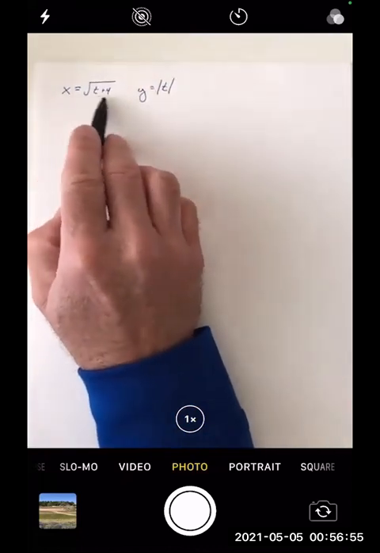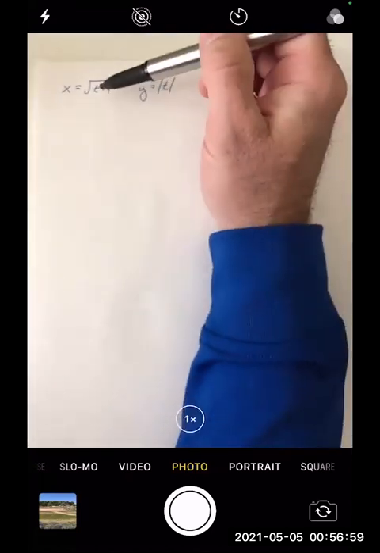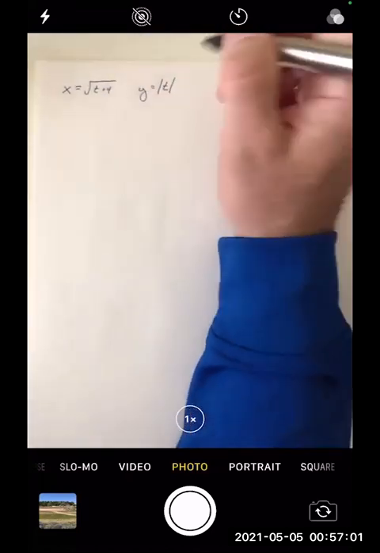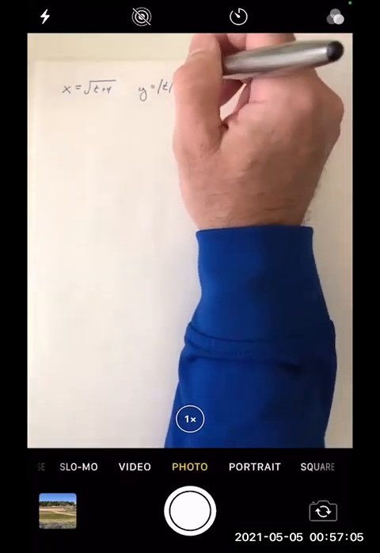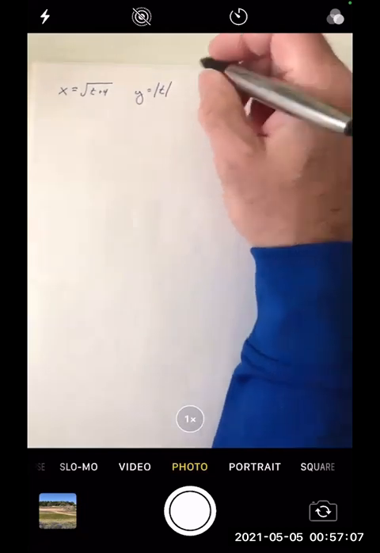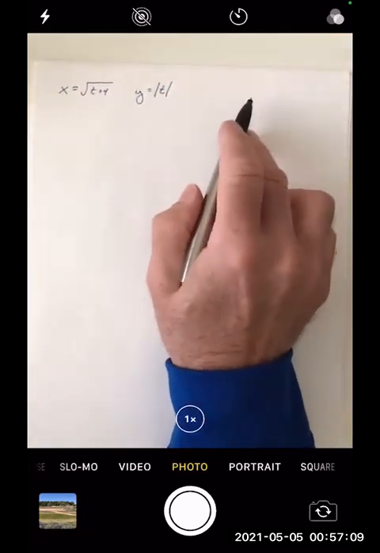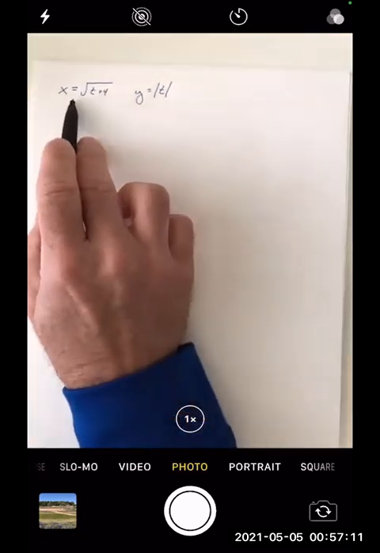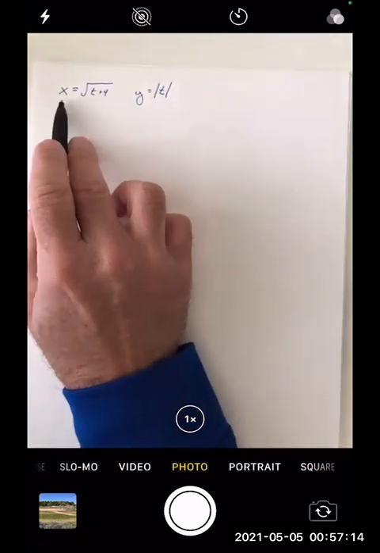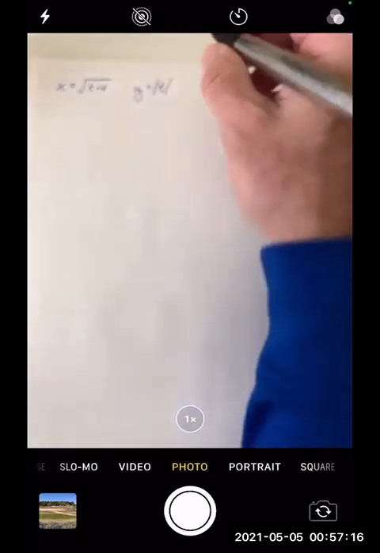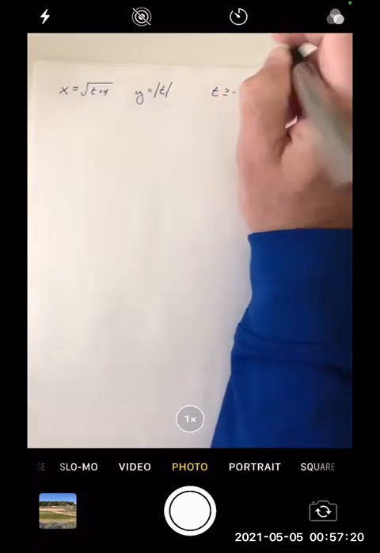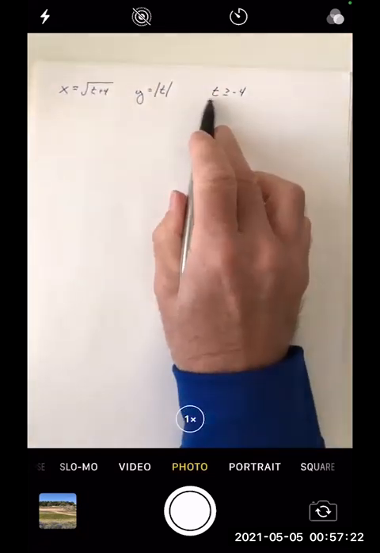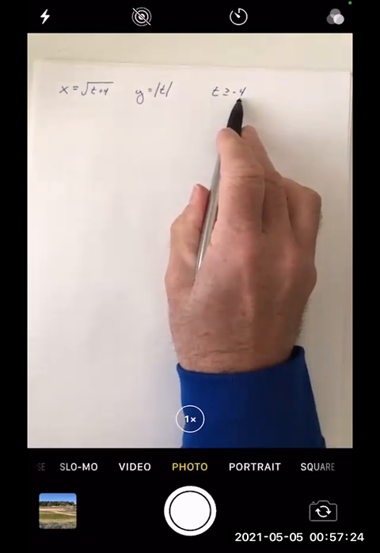Okay, so if we look at this equation right here for the x's, what's the smallest number you could ever plug in for t? -4. So even though there wasn't a restriction on t that was given, there still is an implied restriction just based on the function. So we know t has to be greater than or equal to -4.